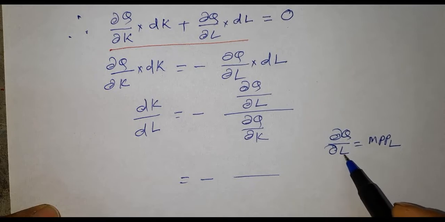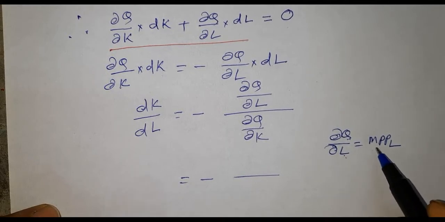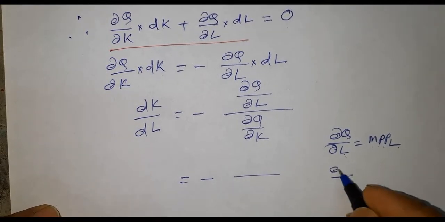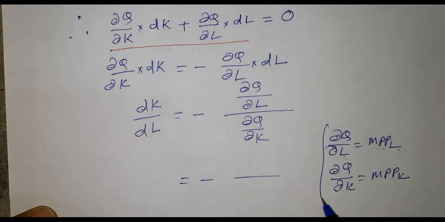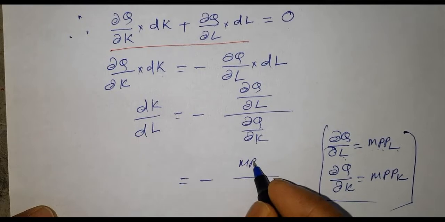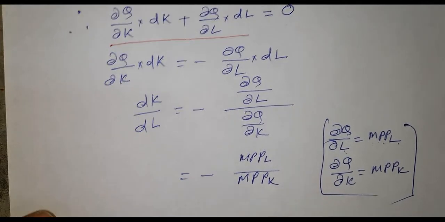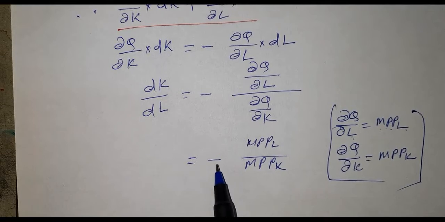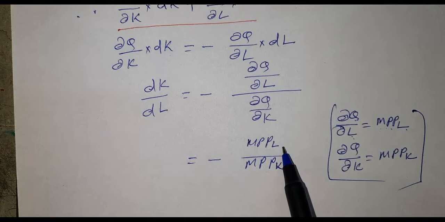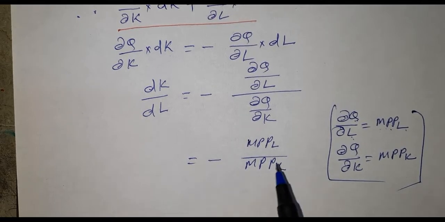Since q is output, l is labor, and when we differentiate q, that is output, with respect to l, that is called the marginal physical productivity of labor. And similarly, del q by del k is equal to MPPK, that is marginal physical productivity of capital. So we get marginal physical productivity of labor divided by marginal physical productivity of capital. So dk by dl, that is the slope of the isoquant, is equal to negative of the ratio of MPPL and MPPK, or the slope of an isoquant is the negative of the ratio of marginal productivity of labor and capital.